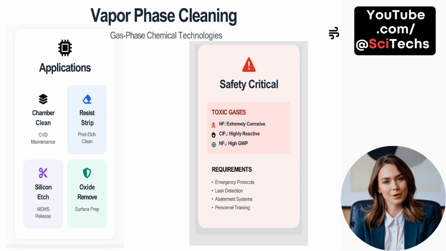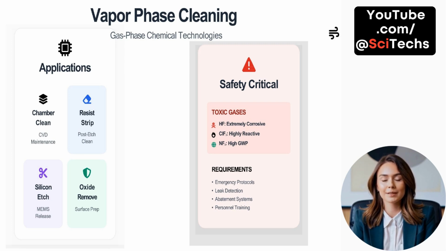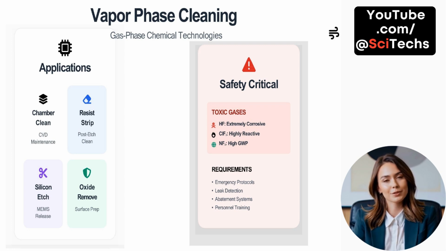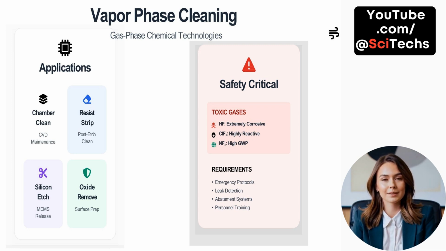Gases like HF are extremely corrosive, posing hazards to both personnel and equipment. ClF3 is highly reactive, increasing the risk of unintended reactions. NF3 has a high global warming potential, raising environmental concerns. As a result, strict safety requirements must be met. These include emergency protocols, leak detection systems, gas abatement infrastructure, and comprehensive personnel training programs.